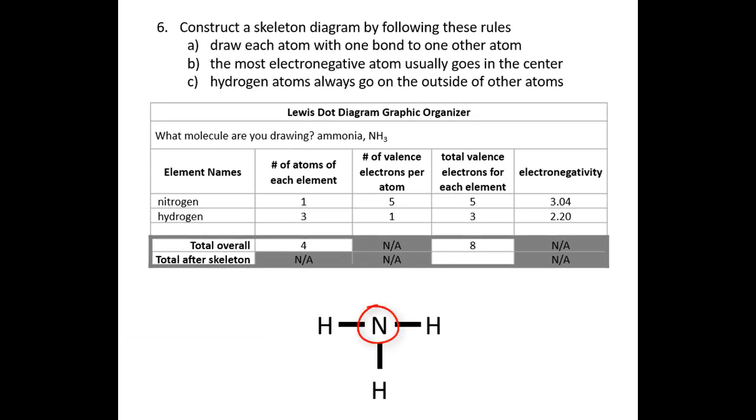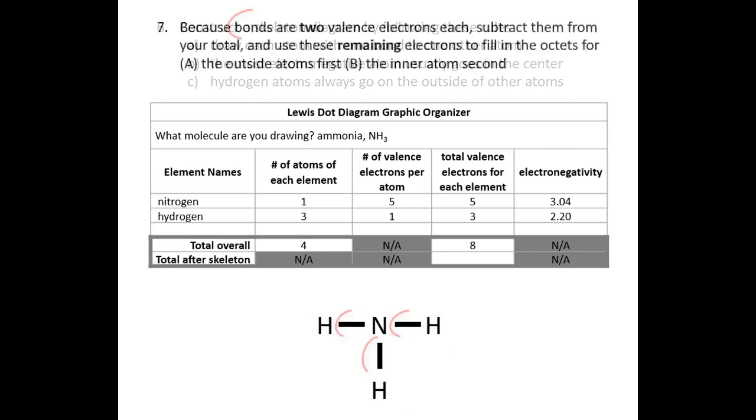Here you can see that nitrogen, the most electronegative element, is in the center, and the hydrogens are on the outside. Step 7. Because bonds are 2 valence electrons each, subtract them from your total, and use these remaining electrons to fill in the octets for A. The outside atoms first, then B. The inner atoms.